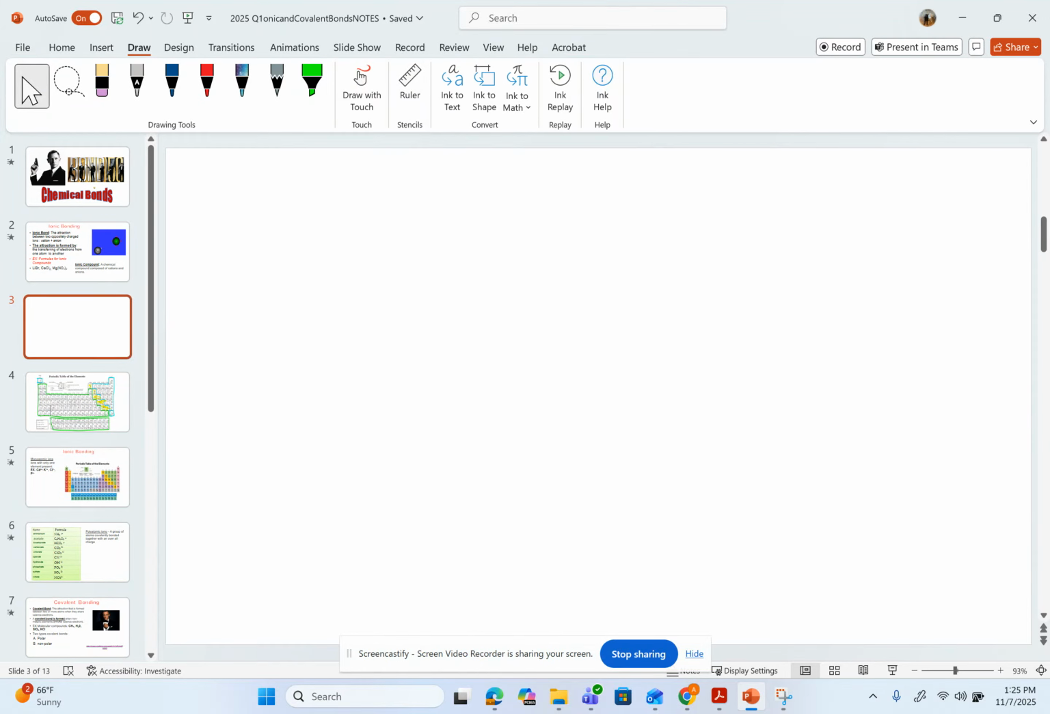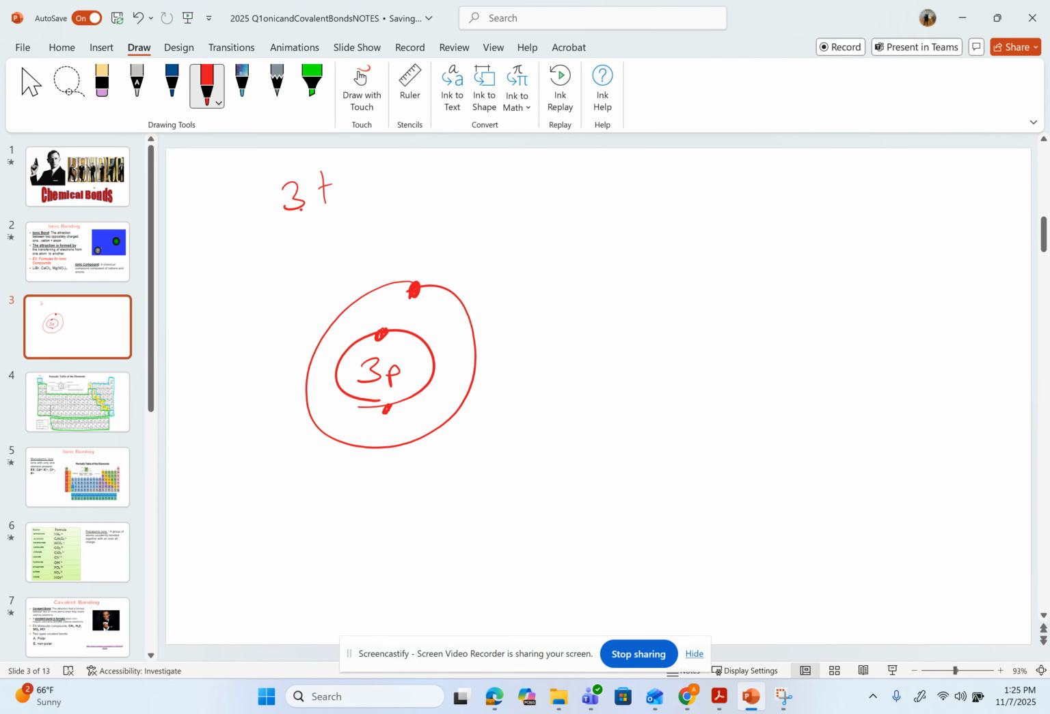Lithium, let's start here. Lithium has 3 protons and 3 neutrons. I'm just going to write protons. And that means it is going to have 3 electrons. Now lithium has less than 3 valence electrons, so it will lose its 1 valence electron. Right now, lithium has 3 positives and 3 negatives. But it's going to lose a negative to end up having a positive charge.